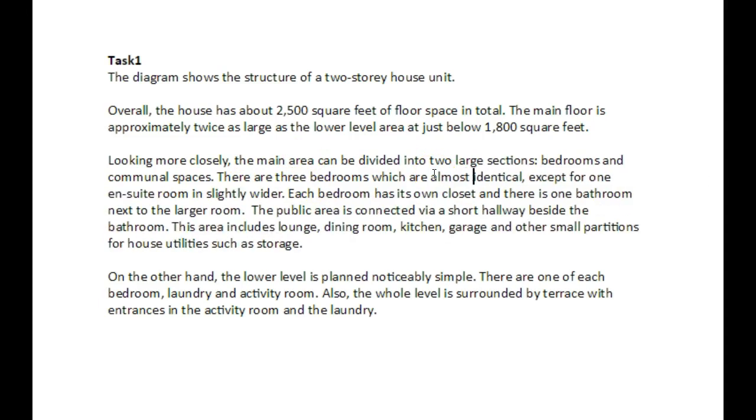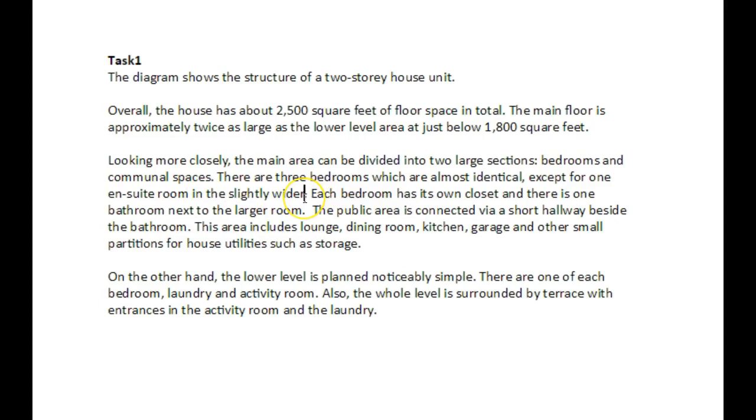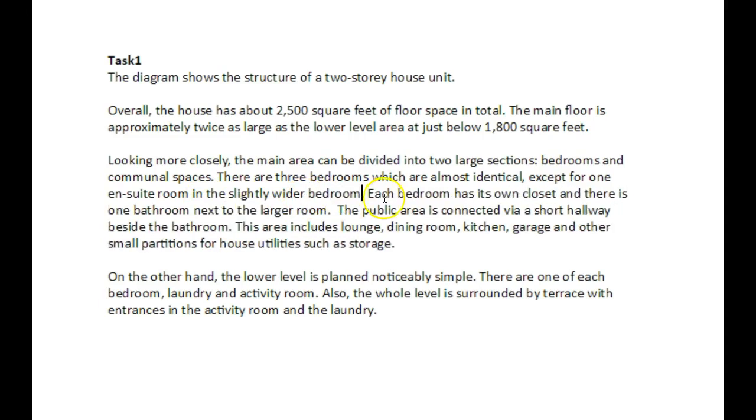There are 3 bedrooms which are almost identical, except for one ensuite room in the slightly wider bedroom. Each bedroom has its own closet, and there is one bathroom next to the larger room. The public area is connected via a short hallway beside the bedroom. This area includes a lounge, dining room, kitchen, garage, and other small partitions for house utilities such as storage. I would say household utilities.